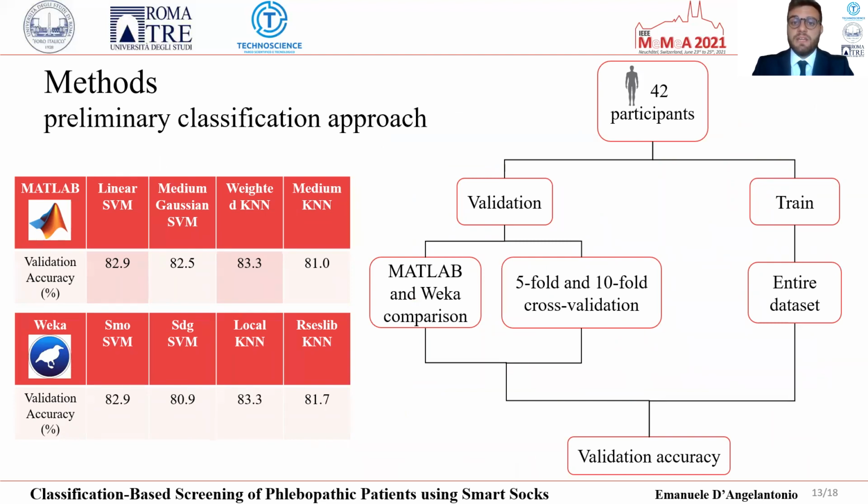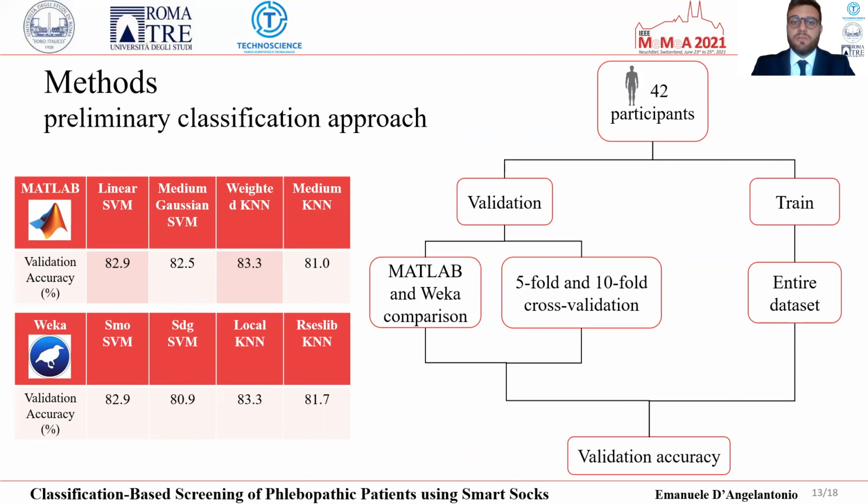From the accuracies obtained in this preliminary approach and from literature evidence, we selected two model families as best models that are k-nearest neighbor and support vector machine. The performance of different models of these architectures was evaluated using in both software the 5-fold and 10-fold cross-validation techniques in order to test and stress the models.